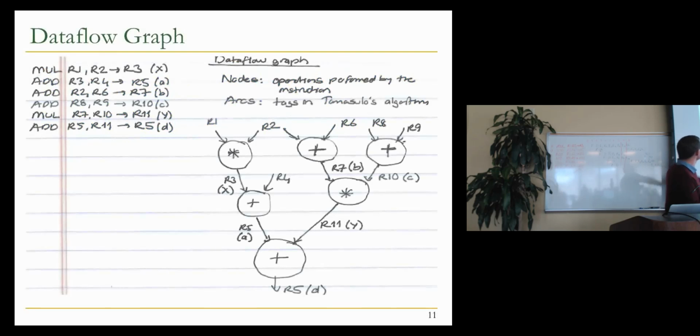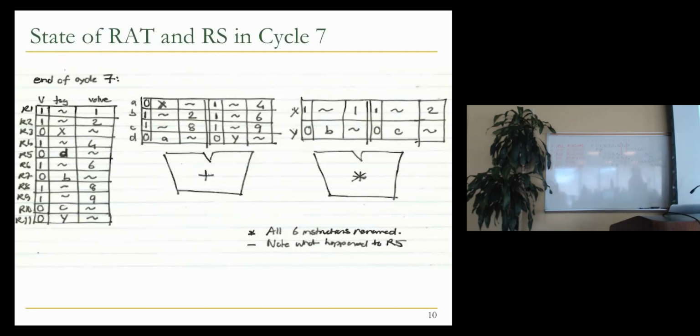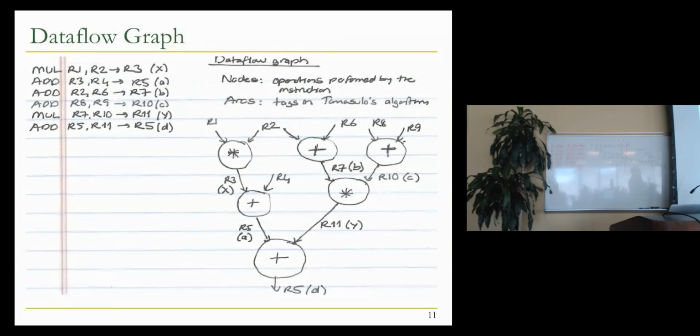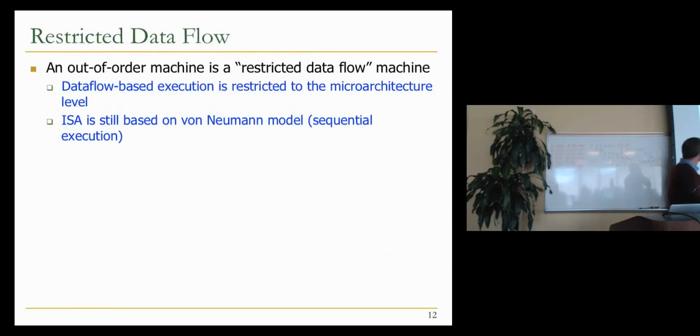So this is basically called restricted data flow, because this is a data flow graph that exists in the machine at this point in time. And that's why it's called restricted data flow. It doesn't form the entire data flow graph or the entire program. In other words, data flow-based execution is really restricted to the microarchitecture level. There are two cases where it's restricted, actually. One is data flow execution is restricted to the microarchitecture level, and the graph itself is restricted.